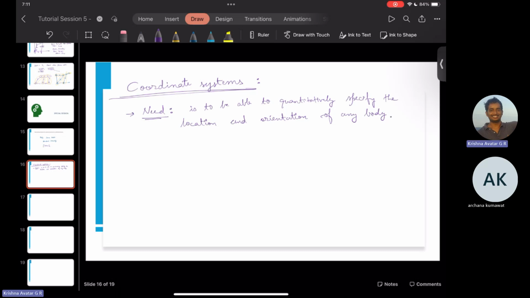If we are able to have one such quantitative measure, quantitative values using which we can define the location and the way it's oriented of any body, it really helps to build the mathematical formulation, build systems as well, right? And it's again very useful for us. So that is the basic need of why we want a coordinate system and what is required to define a coordinate system.